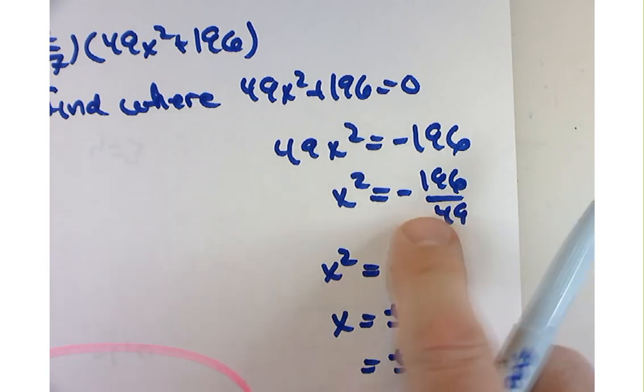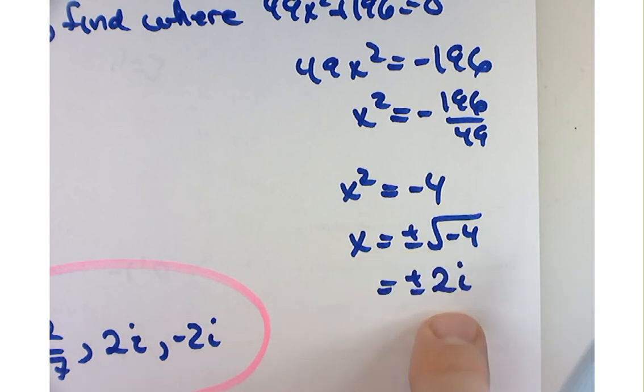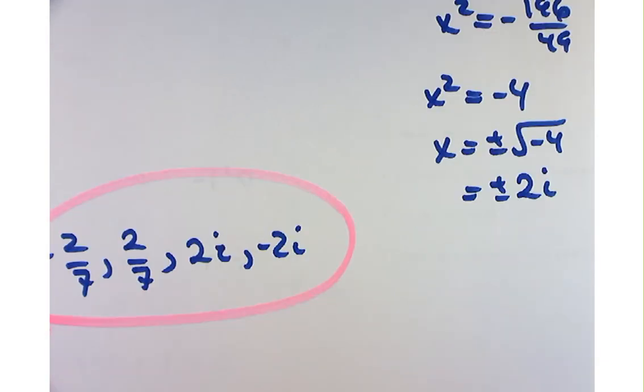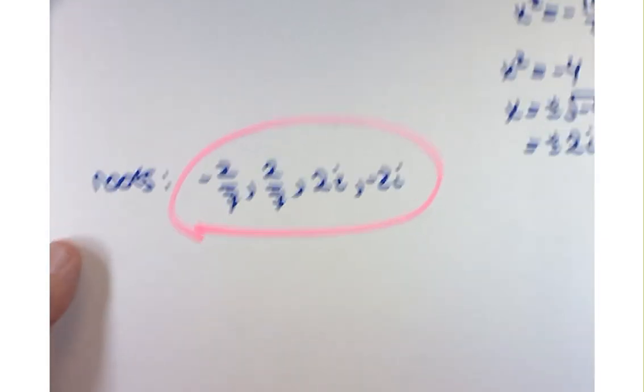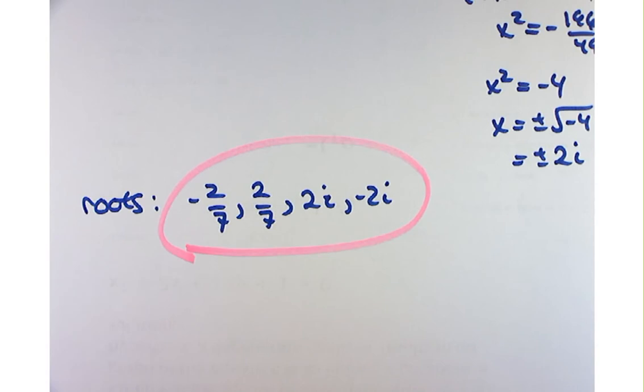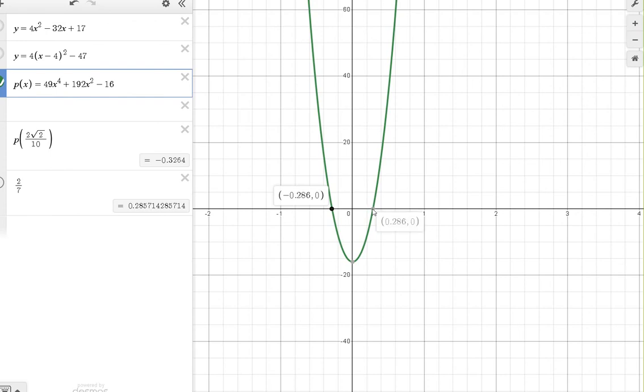Don't overlook the fact that this becomes negative on the right-hand side, because that means when you take the square roots, and hopefully you remember plus or minus square root, you get plus or minus 2i. So altogether, those are your 4 roots. You can kind of tell that 2 of them are going to be non-real roots, because when you look at the graph, you only see it touching the x-axis at 2 places. But a degree 4 polynomial has to have 4 solutions. So where are the other solutions? Well, they have to be complex. So that's what's going on.